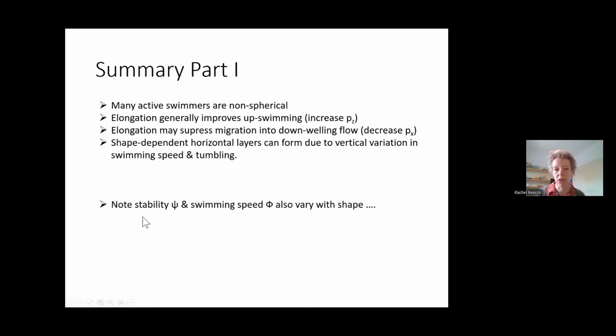Okay, so the first part of this talk I've now concluded, and just a couple of points to highlight. The importance of cells being non-spherical: that elongation is generally improving upswimming, suppressing migration into the downwelling flow, and we can get these shape-dependent horizontal layers. But I just wanted to flag up that this stability number psi and the speed phi do also vary with shape, whereas I've been assuming those are independent, separate parameters, and that's something that needs a bit further examination to really fully translate this into practical applications.